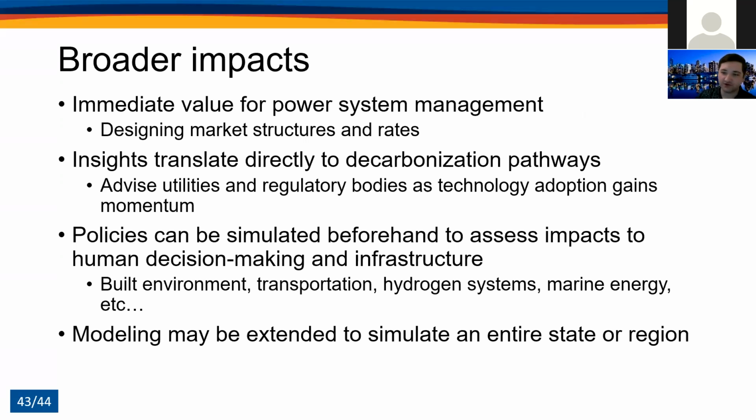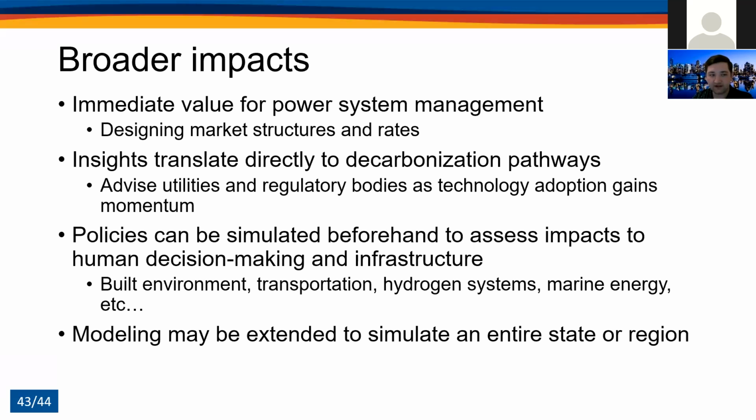Well, this research has immediate value for power system management as utilities and balancing authorities design infrastructure for smart grids, and for designing market structures and rates. Insights are going to be developed about household technology adoption, and the modeling methodology translates directly to decarbonization pathways. You can advise utilities and regulatory bodies as technology adoption gains momentum.